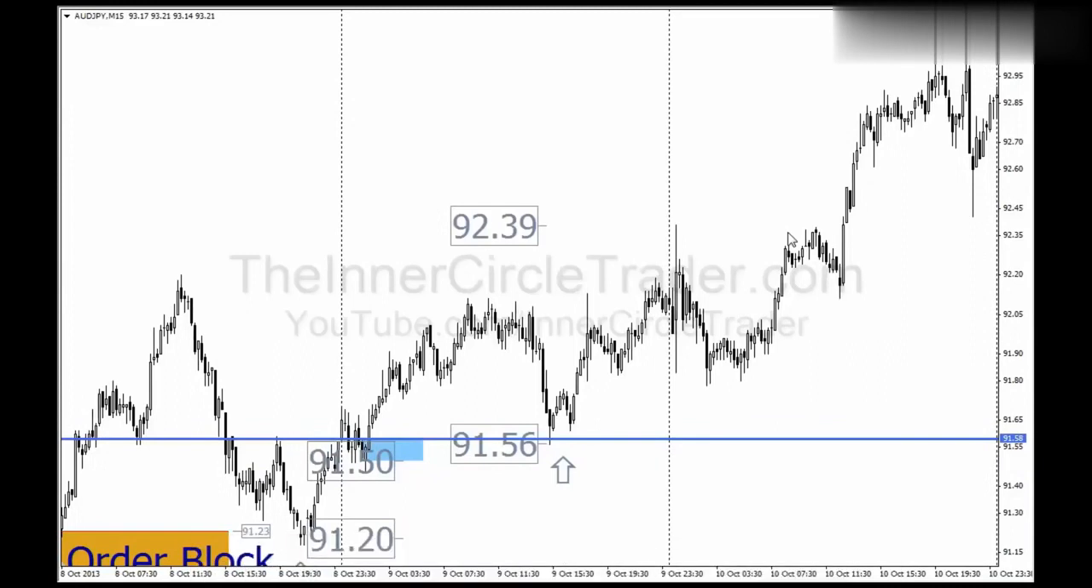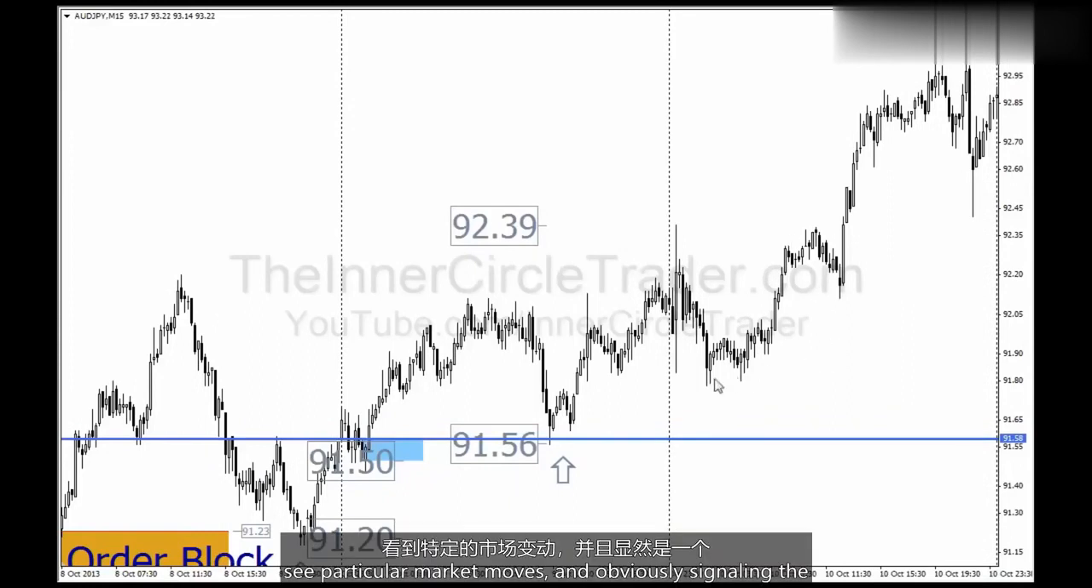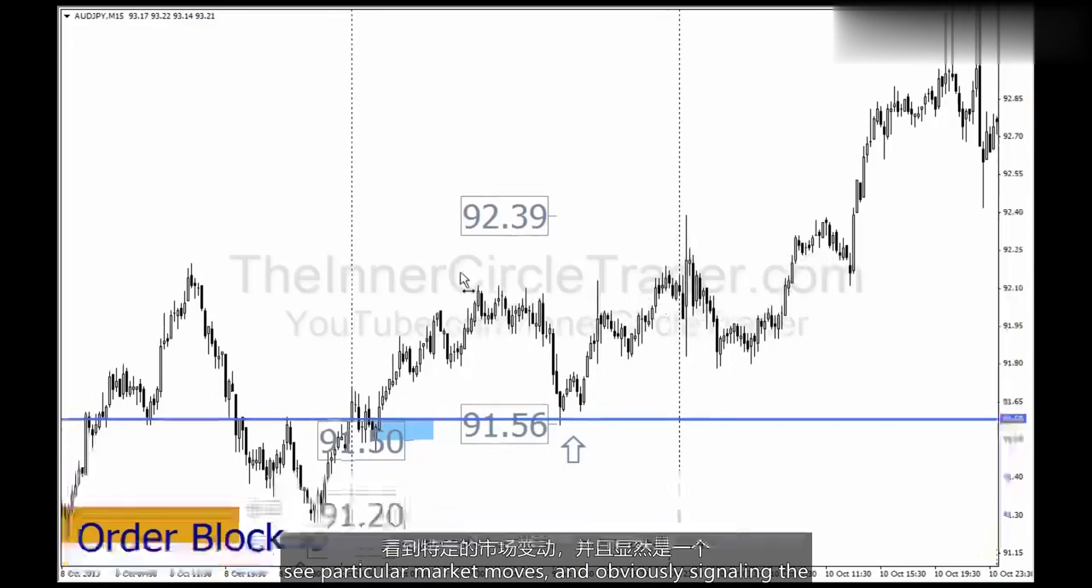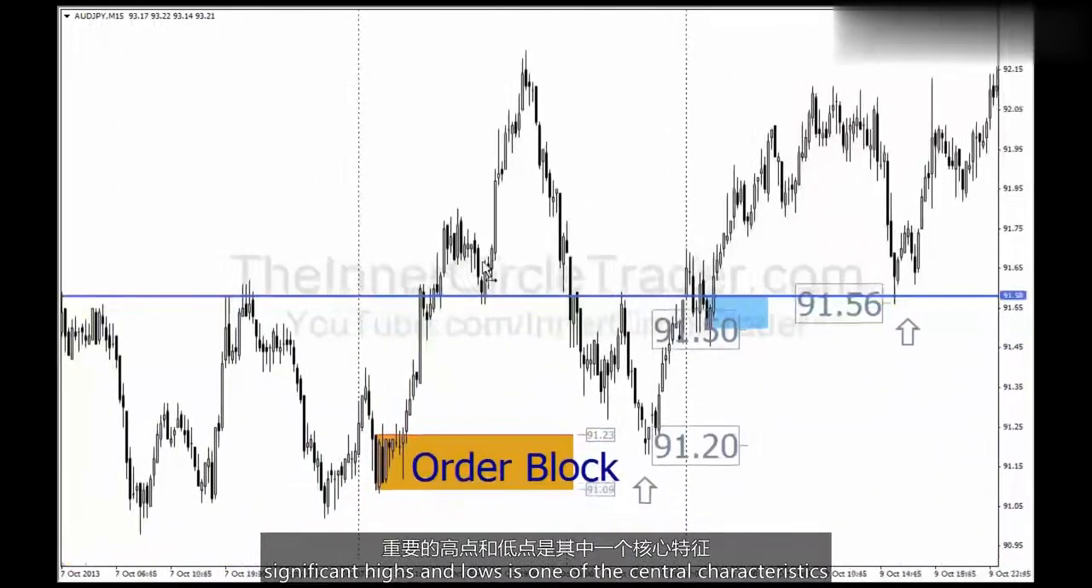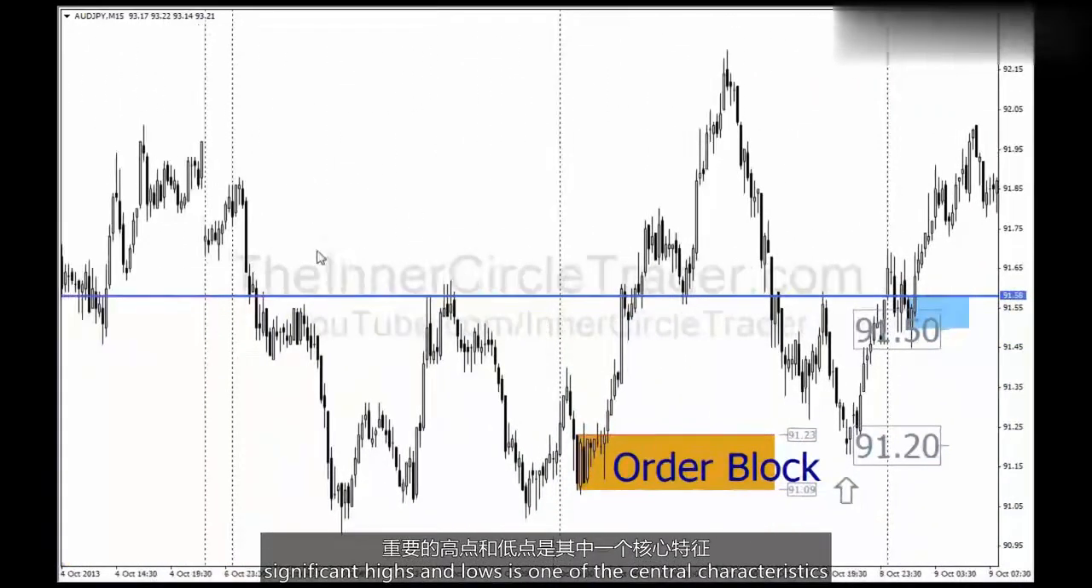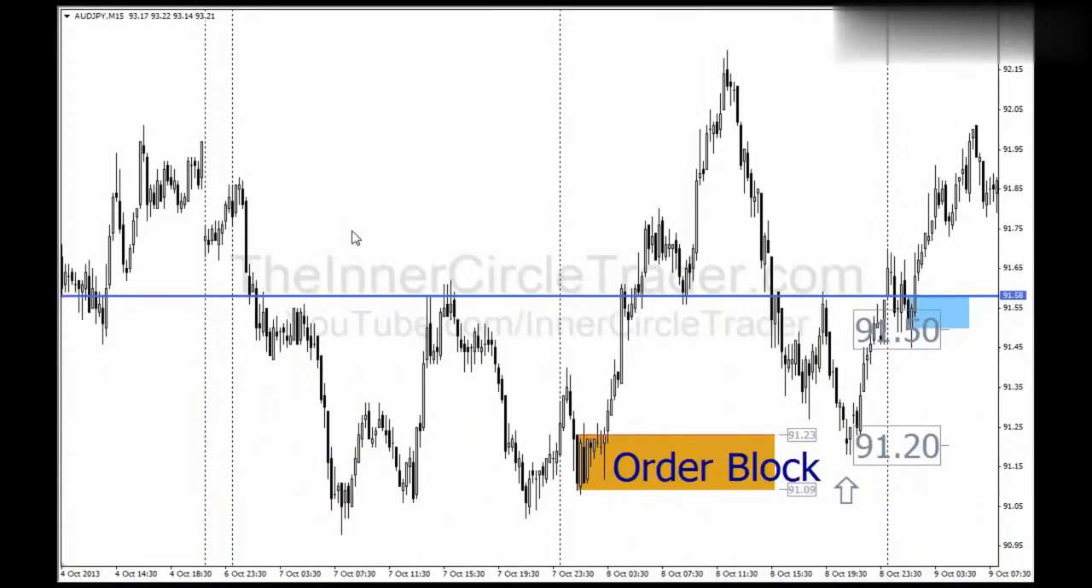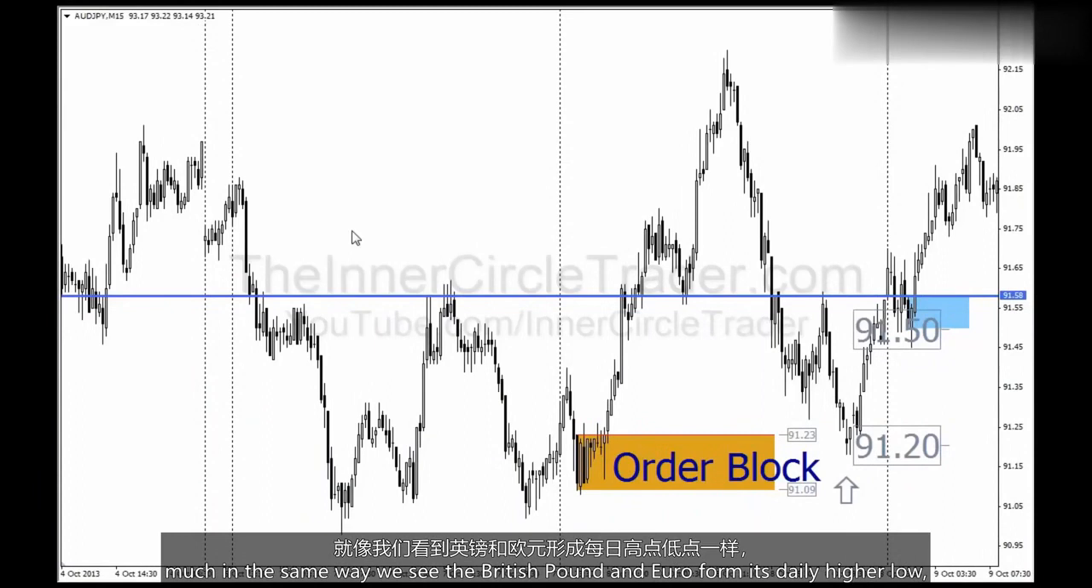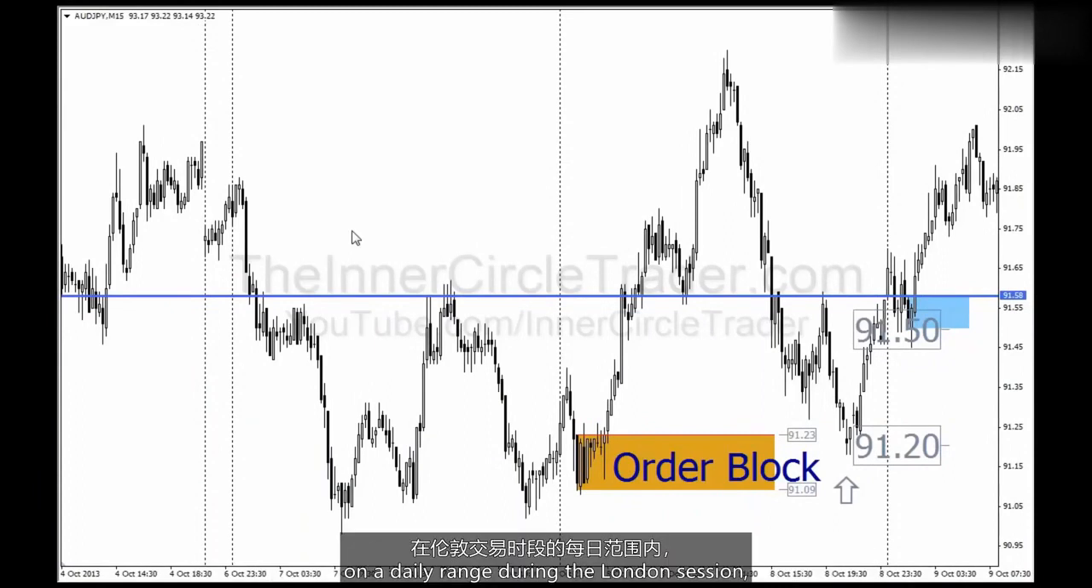It's the beginning of their financial day, so it's important that they see particular market moves, and obviously signaling the significant highs and lows is one of the central characteristics to those pairs. Much in the same way we see the British pound and euro form its daily high or low on a daily range during the London session, because that's generally when they're coming online.